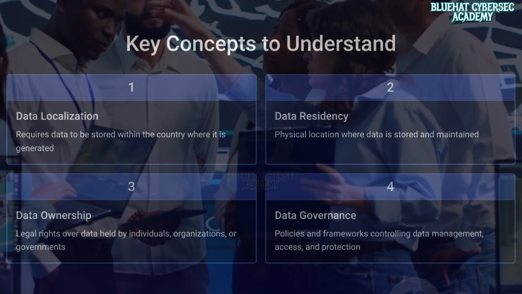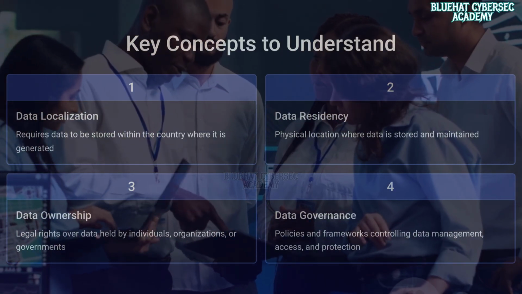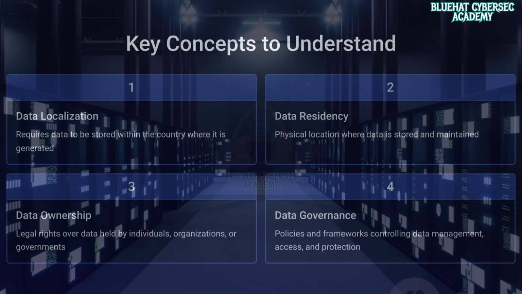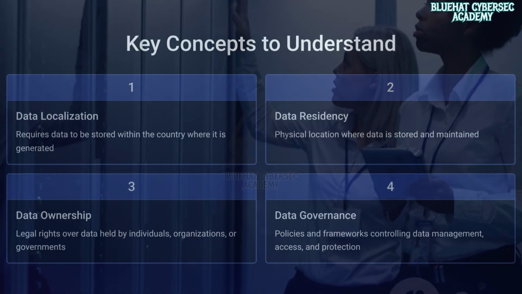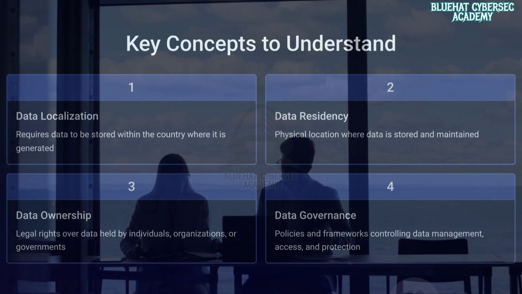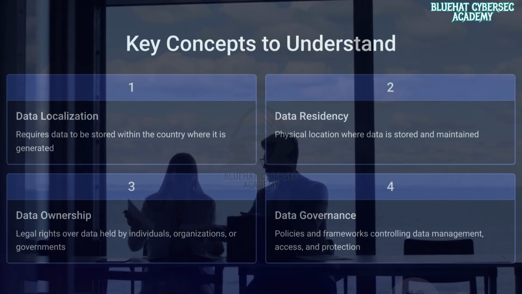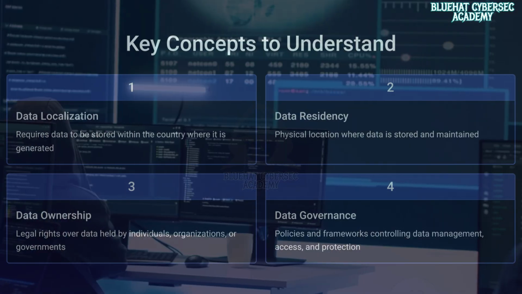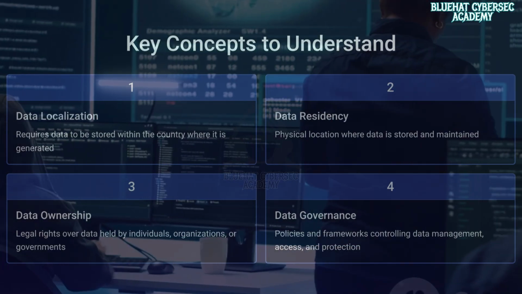So, to fully understand data sovereignty, it really helps to look at a few closely related ideas. First, there's data localization. This basically means that data must be stored within the country where it's generated. Then, there's data residency, which is just about the physical location where data is stored. Data ownership comes next. It defines who actually has the legal rights over the data, whether that's individuals, organizations, or even governments. And finally, data governance. These are the policies and frameworks that control how data is managed, accessed, and protected.